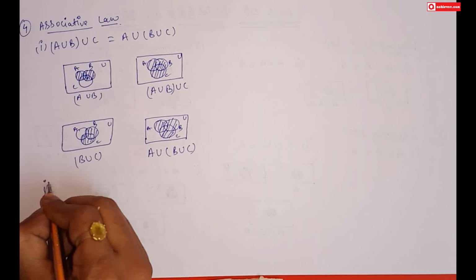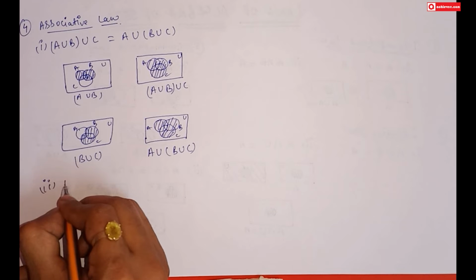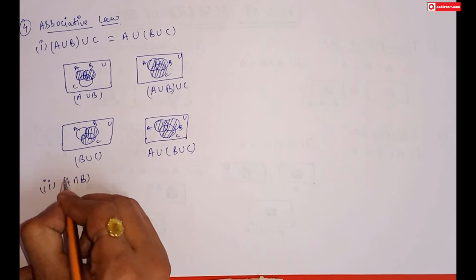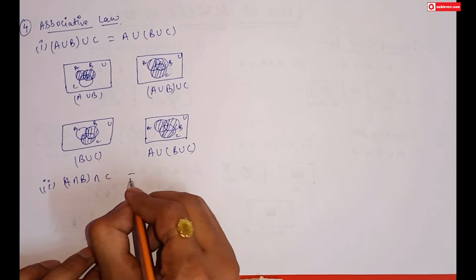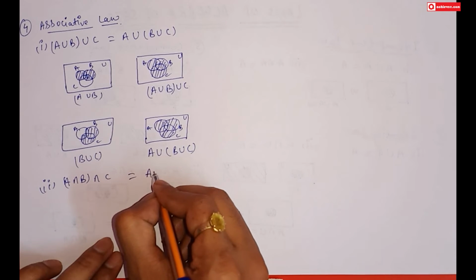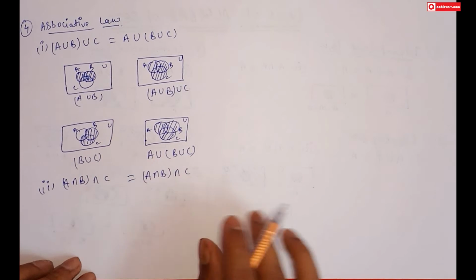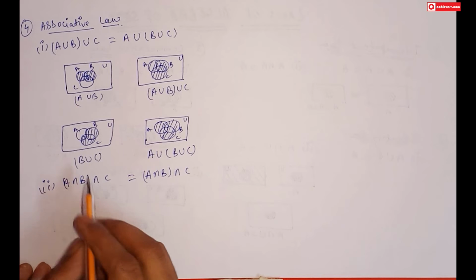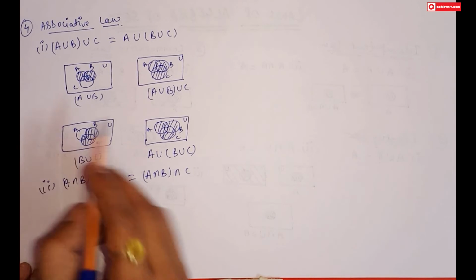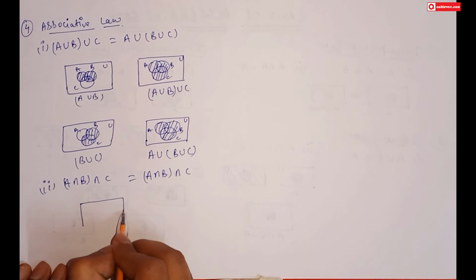Now the second one is A intersection (B intersection C) is equal to (A intersection B) intersection C. So we can also prove this. I will not draw the whole diagram again and again. I'll just draw the final diagram.